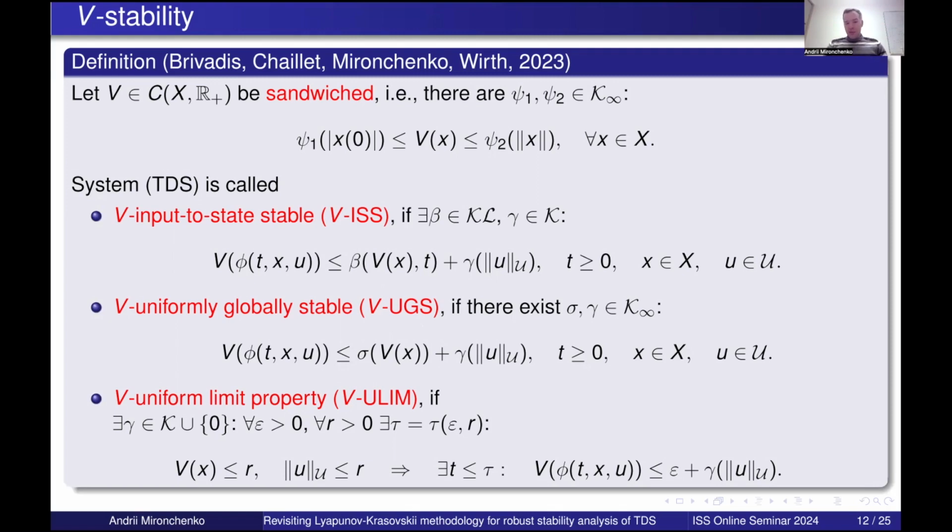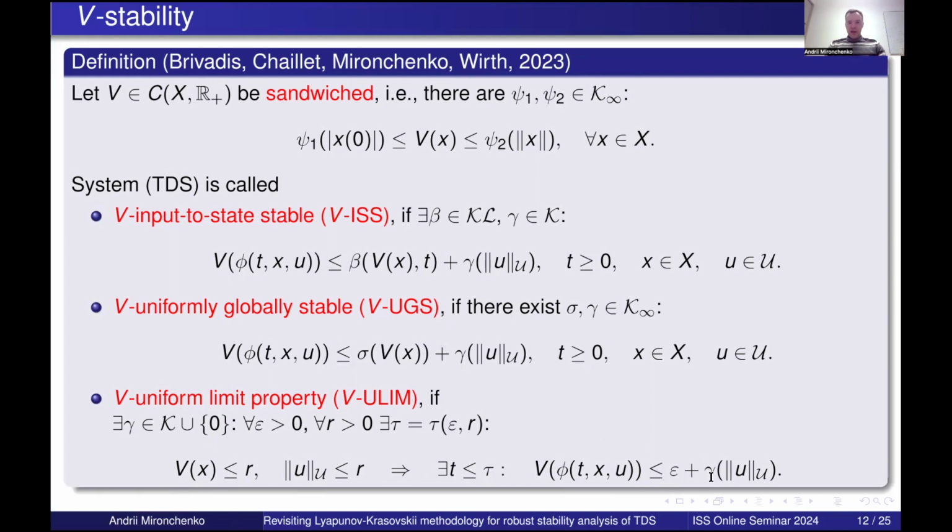And the final property which I introduce here is the so-called uniform limit property, and again for this V. This property tells us that we have some asymptotic gain gamma, and also for every epsilon and every r, there is some time tau, such that if my V of x is less than r, and the norm of U is less than r, then I can find a time such that my V of the trajectory falls into the epsilon neighborhood of gamma of the norm of U.